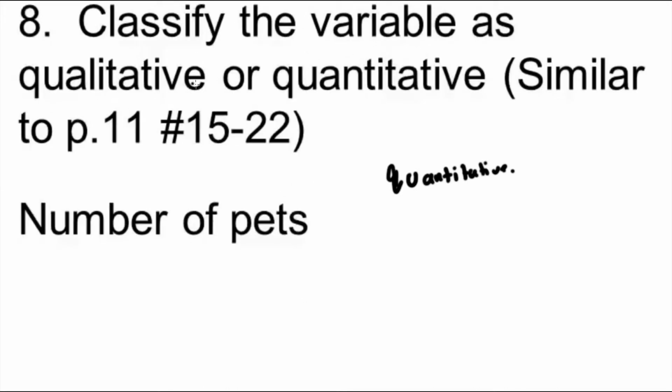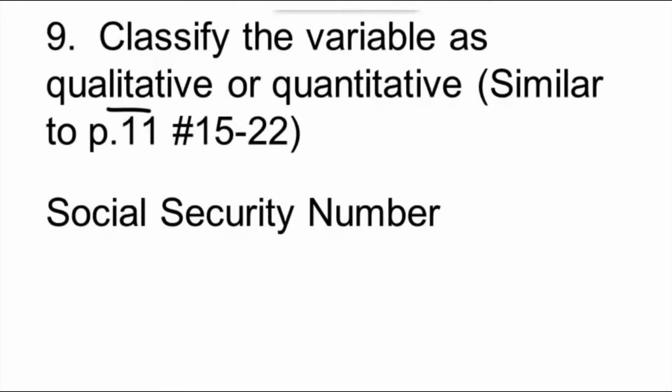Classify the variable as qualitative or quantitative. Number of pets. It can be 1, 2, 3, something like that. So quantitative. Classify the variable as qualitative or quantitative. Social security number. Here the social security number is a number, but the number doesn't mean anything. It doesn't count. Since it doesn't mean anything, it's qualitative.